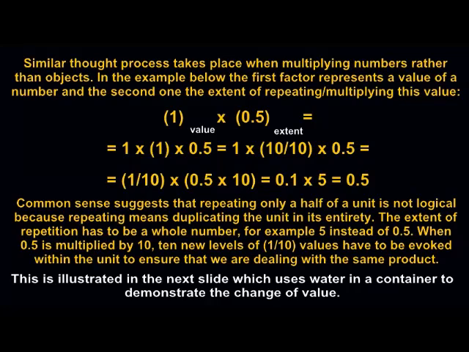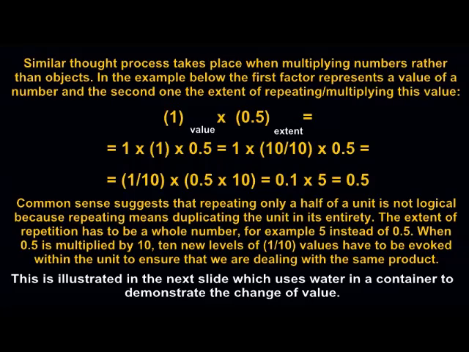Similar thought process takes place when multiplying numbers rather than objects. In the example below, the first factor represents a value of a number and the second one the extent of repeating this value. 1 times 0.5 equals 1 divided by 10 times 5 times 10 equals 0.1 times 5 equals 0.5. Common sense suggests that repeating only a half of a unit is not logical because repeating means duplicating the unit in its entirety. The extent of repetition has to be a whole number, for example 5 instead of 0.5.